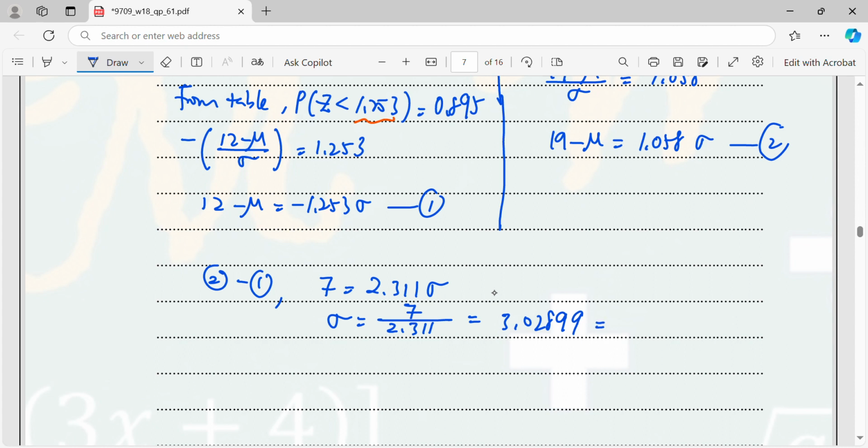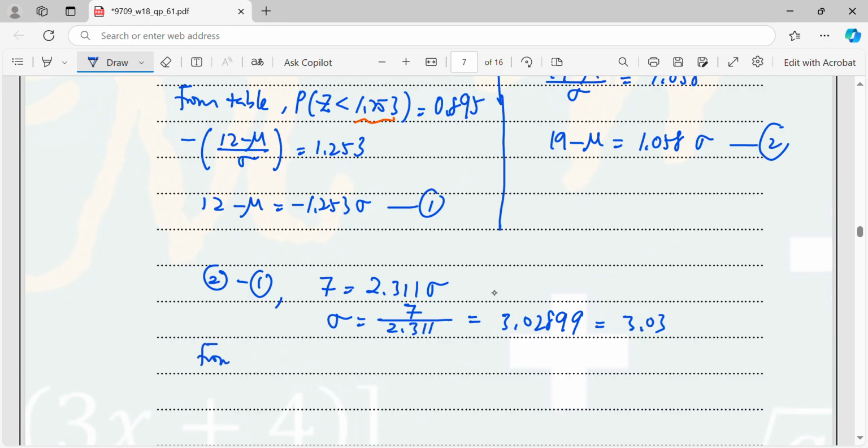You will get 3.02899. And now I give more decimal places because I need to use this for the next calculation of mu. And then as my final answer, I round up to 3 significant figures. That is 3.03.